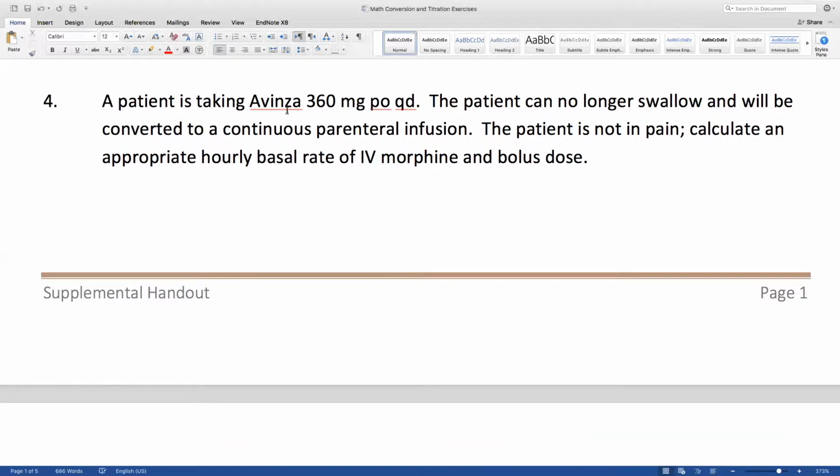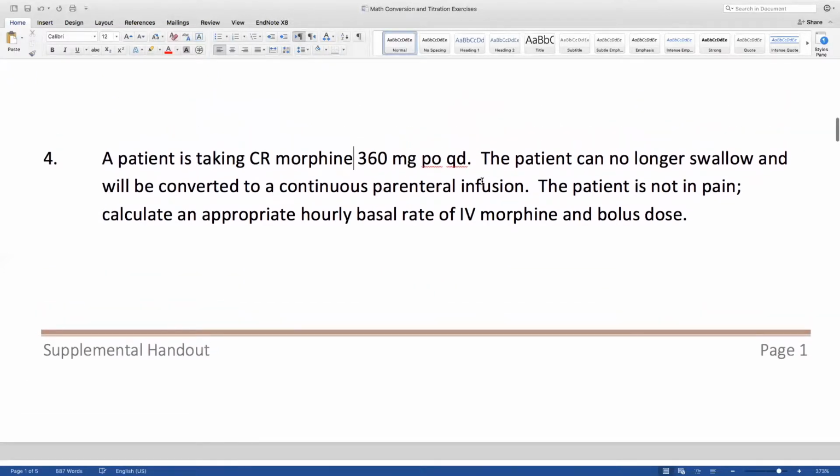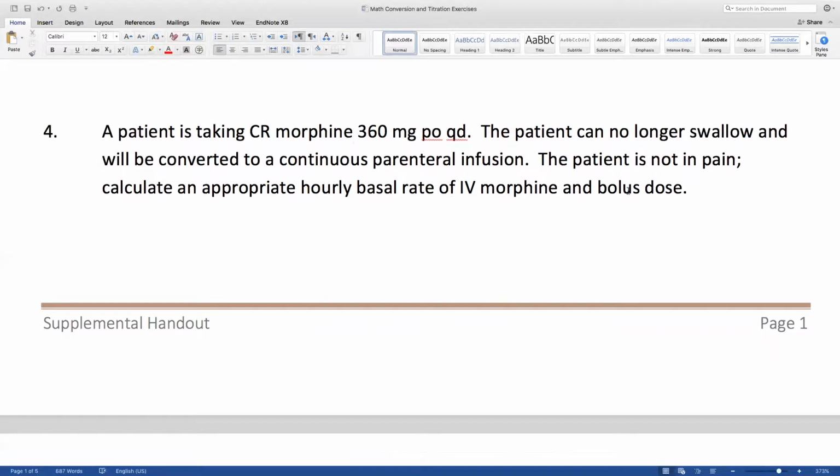All right, Avinza is just a long-acting morphine that's actually just recently got taken off the market. So 360 milligrams PO QD, patient can no longer swallow, converted to a parenteral infusion. Patient's not in pain. What's the appropriate hourly basal rate? So what's their oral morphine equivalent per day? 360. It's right there for you, right? 360 milligrams of oral morphine equivalent. What's the 24-hour IV morphine equivalent?